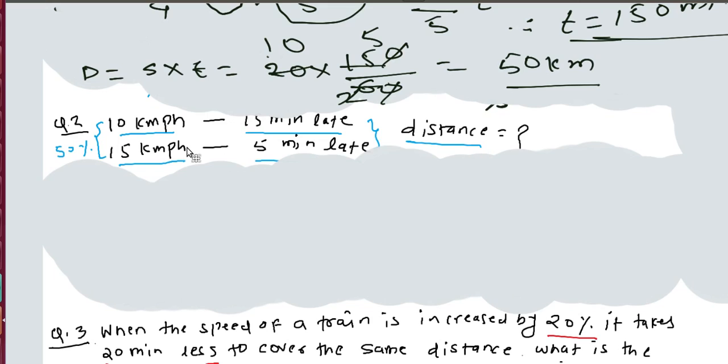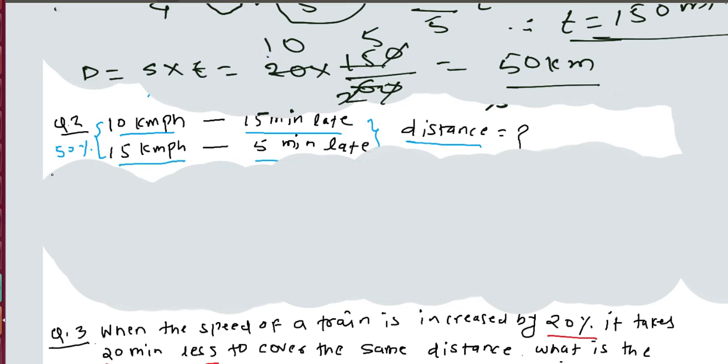Here the speed, initially, is 10 km/h, then the speed is 15 km/h. With 10 km/h speed, he is 15 minutes late. Then he increases his speed to 15 km/h, and he is 5 minutes late.